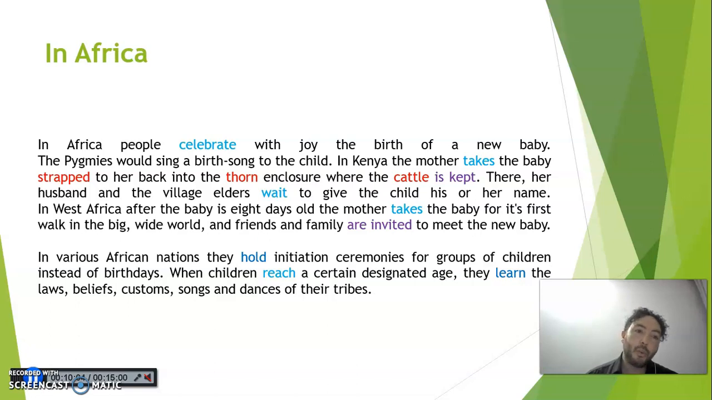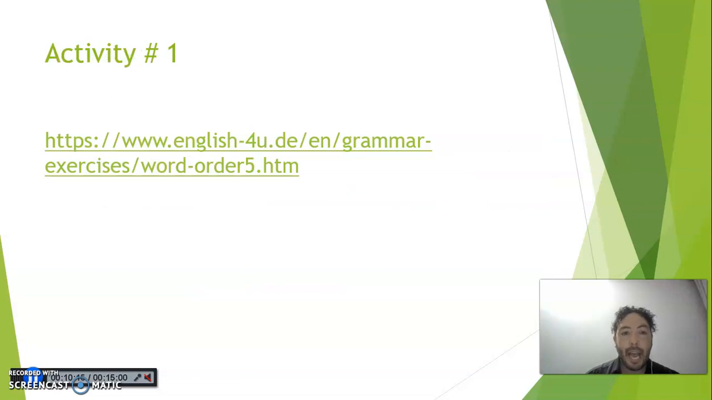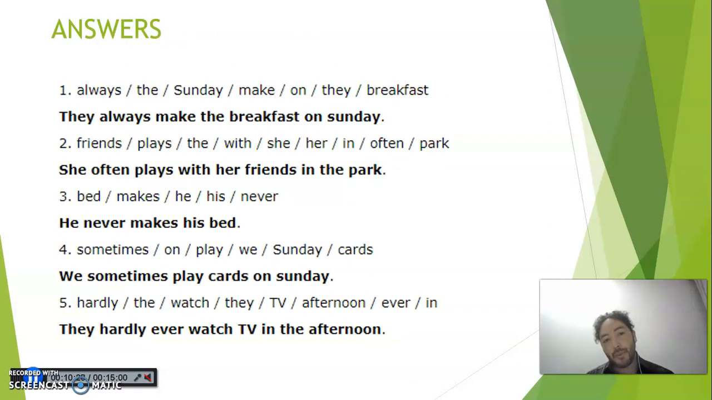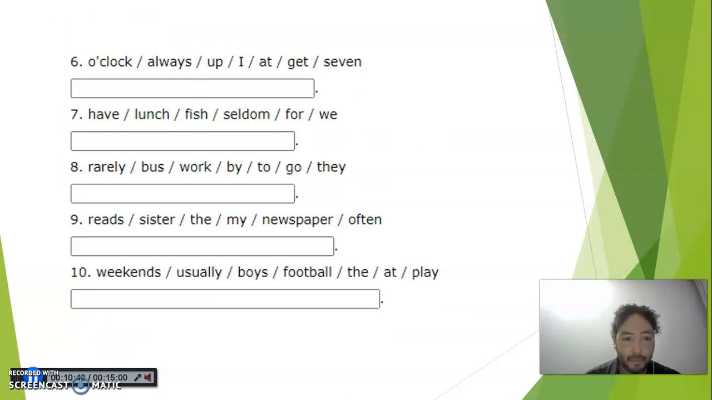Also, we continue with the other reading to understand the verbs in context. And I prepare an activity that is an unscrambled word order. In that case, they need to organize the sentences. The answers are provided after the students complete the exercise, probably 5 or 6 minutes to complete this kind of exercise.